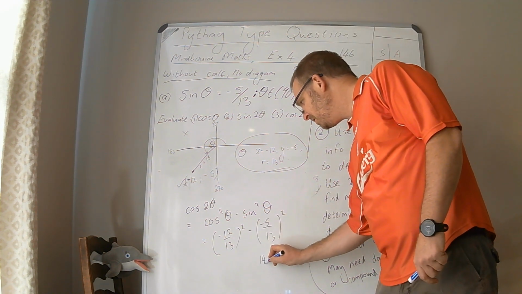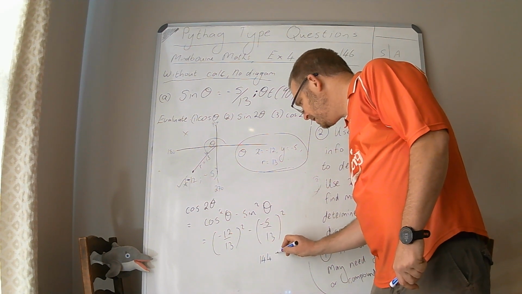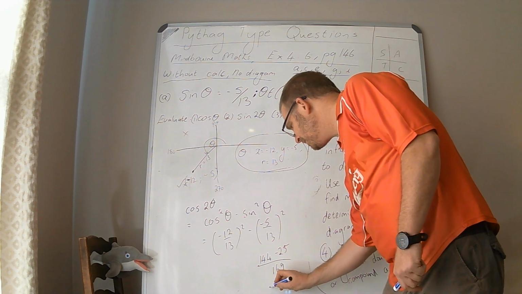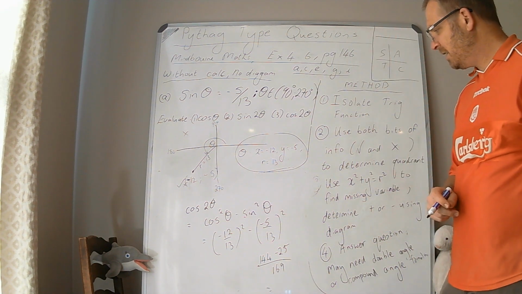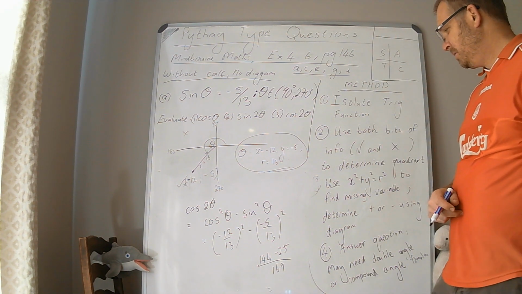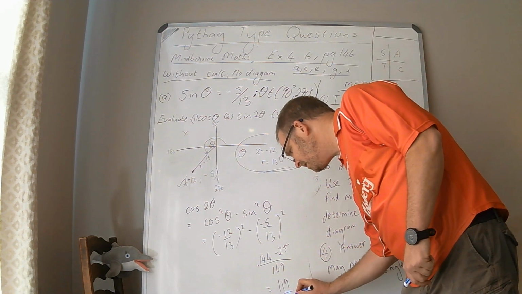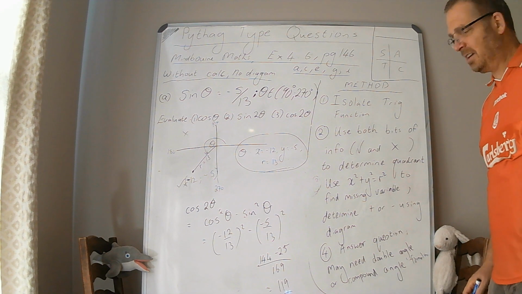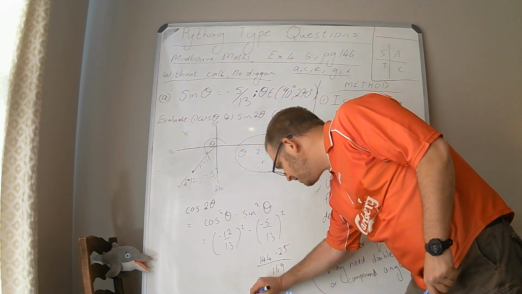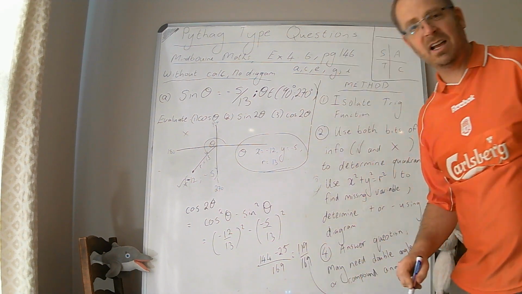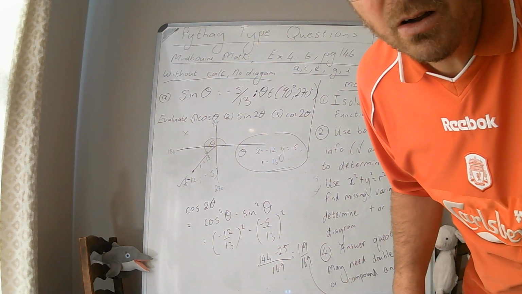144 minus 25 over 169, which is 119 over 169. So your final answer is 119 over 169, which is exactly what Tatiana got.